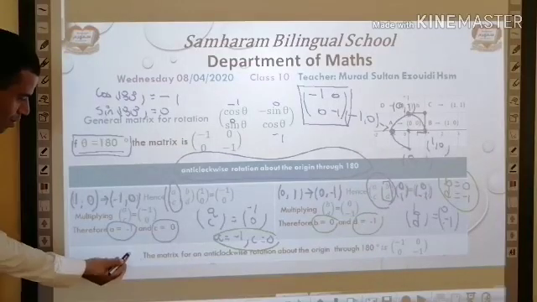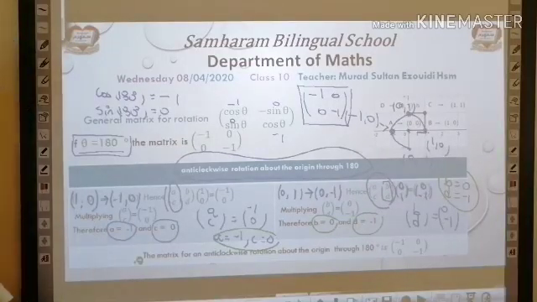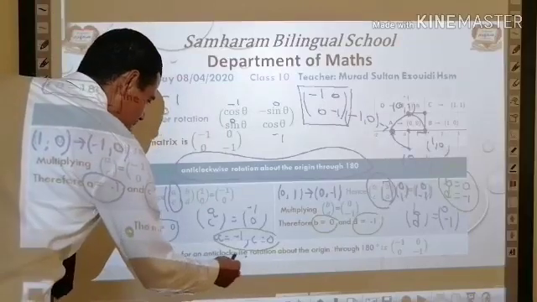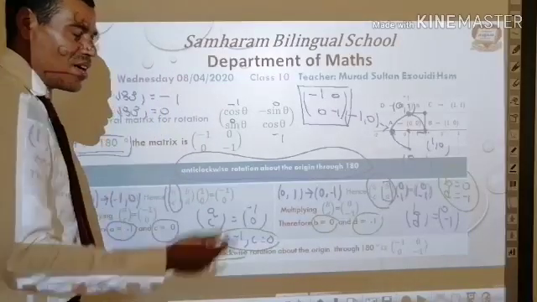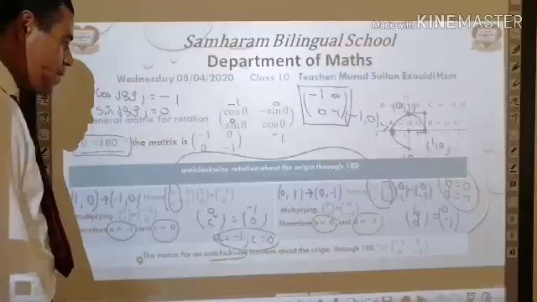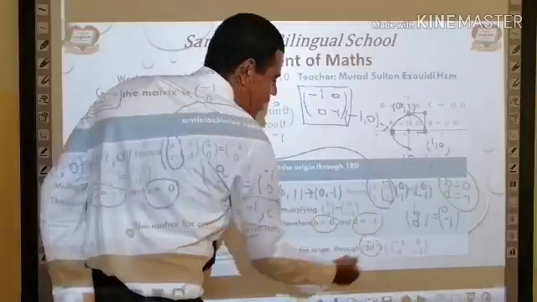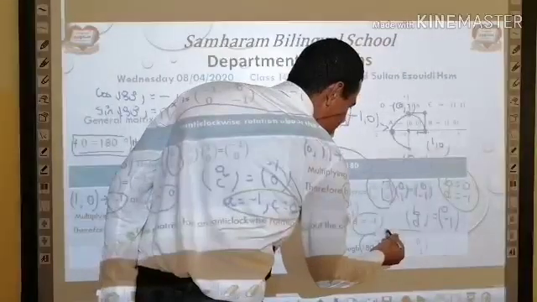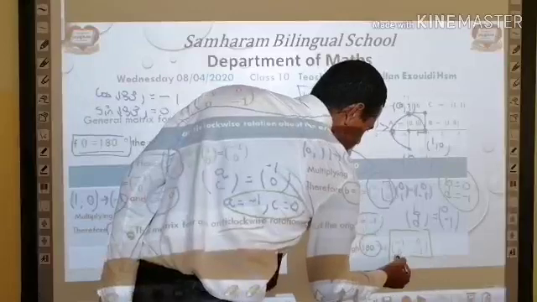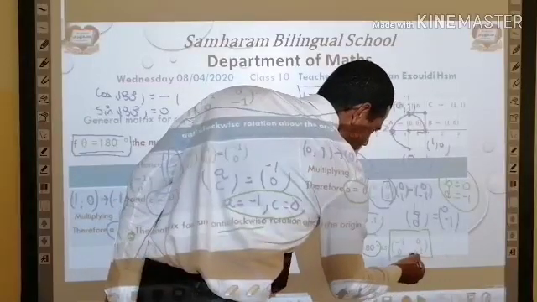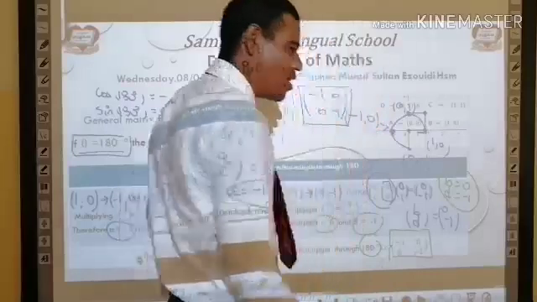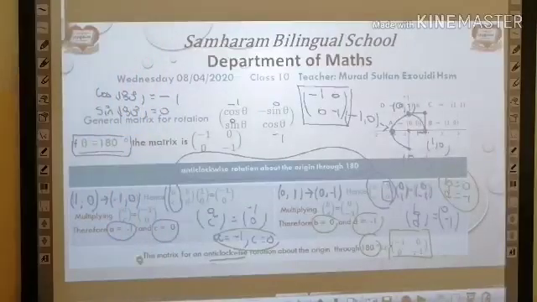Then, as a conclusion, my kids, the matrix for an anti-clockwise rotation about the origin through 180 degrees. You can cancel anti-clockwise, because for 180 degrees either direction is the same. The matrix for rotation about the origin (0, 0) through 180 degrees is (-1, 0; 0, -1). Thus this matrix you can now apply to work out the coordinates of any point.